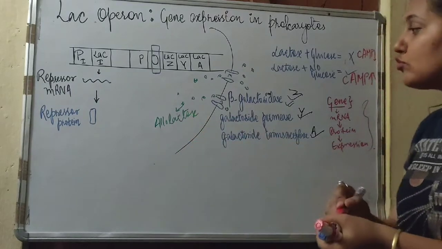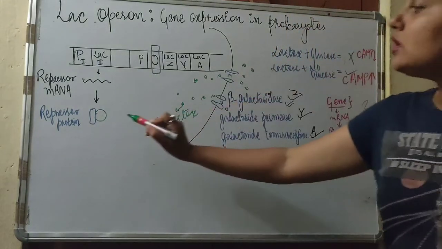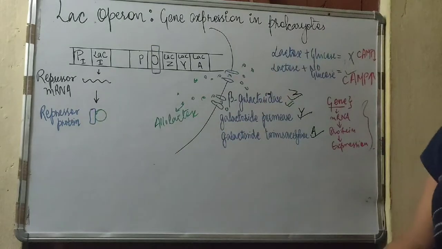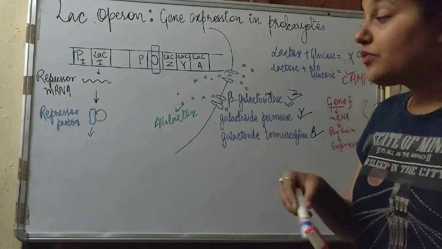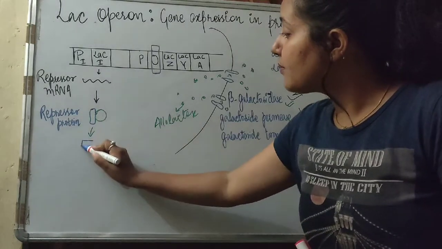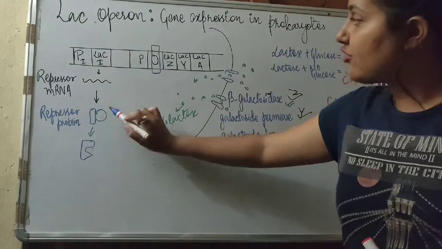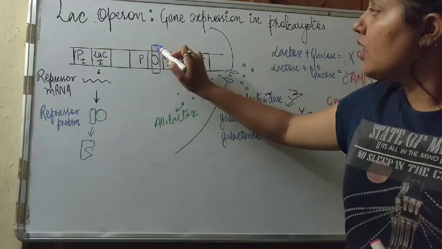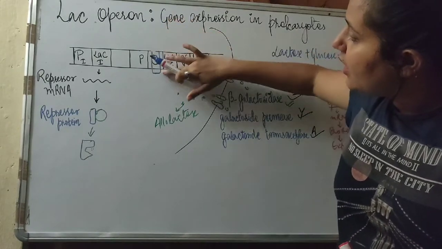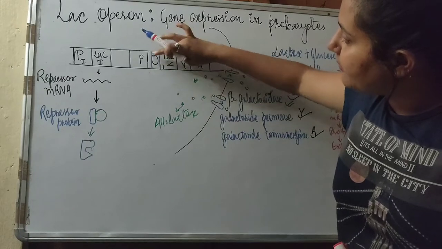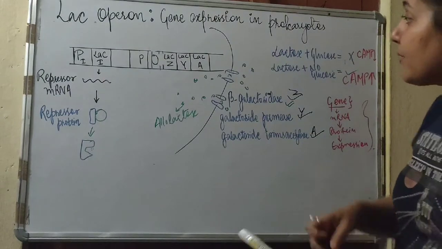Now this allolactose will go and bind to the repressor protein. When the allolactose binds to the repressor protein, it causes a conformational change of the repressor protein. Suppose this reaction is going on here, it is binding over here. Now its conformation will be changed. So now the operator site will be empty. That means when the operator site is empty, the operator is on.